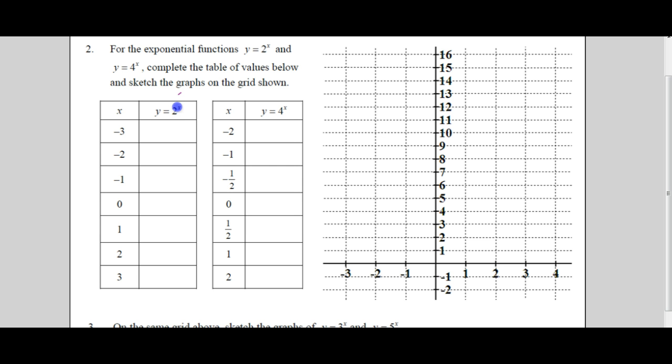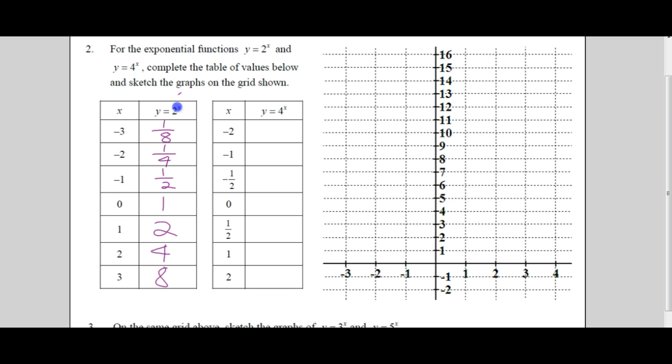Okay, so we're doing 2 to the power. What's 2 to the negative 3? 1 over 2 cubed, or 1/8, right? Yeah. Okay, so 1/8. 2 to the negative 2, 1 over 2 squared, or 1/4. 2 to the negative 1, 1 over 2 to the 1, 1/2. 2 to the 0, anything to the 0? 1. 2 to the 1, 2. 2 squared, 2 cubed.